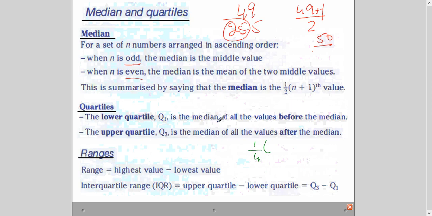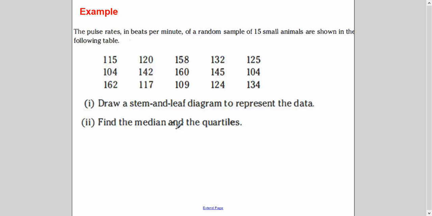concepts in one example. So let's start the example. Now you see here I have taken data of 3-digit numbers. I have to draw a stem and leaf diagram, and after that I have to find the median and the quartiles. Now when quartiles are mentioned, it means you have to find Q1 and Q3. Median is Q2 itself, right? So let's start.